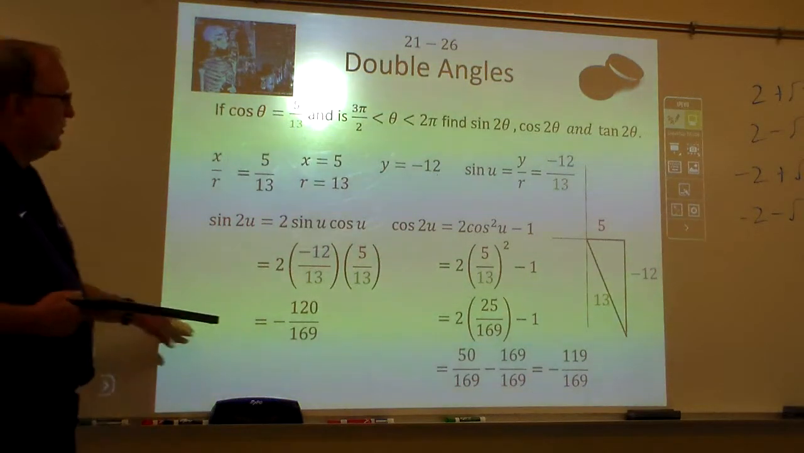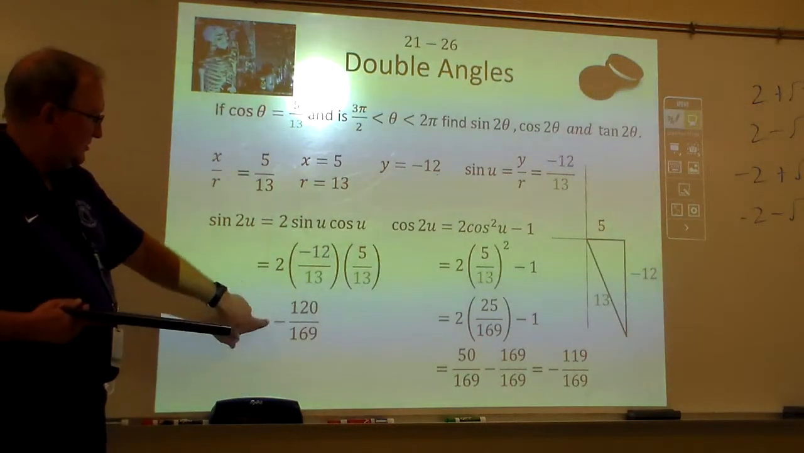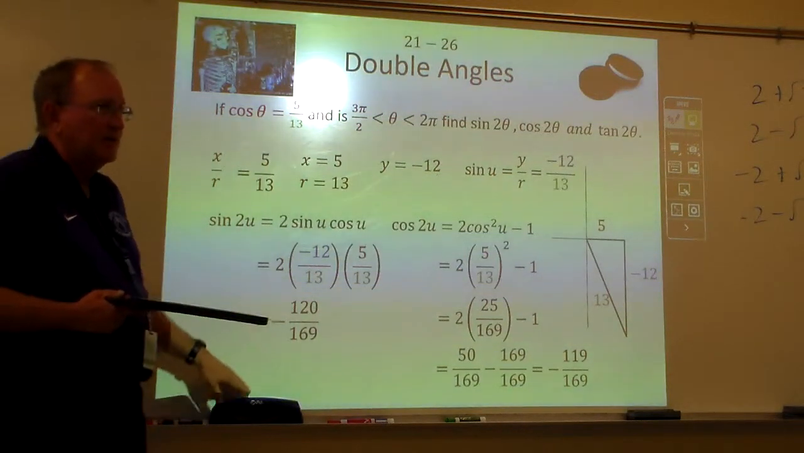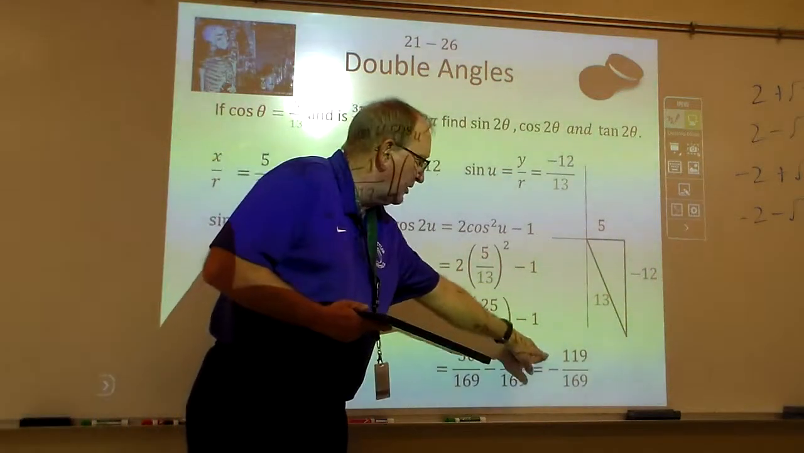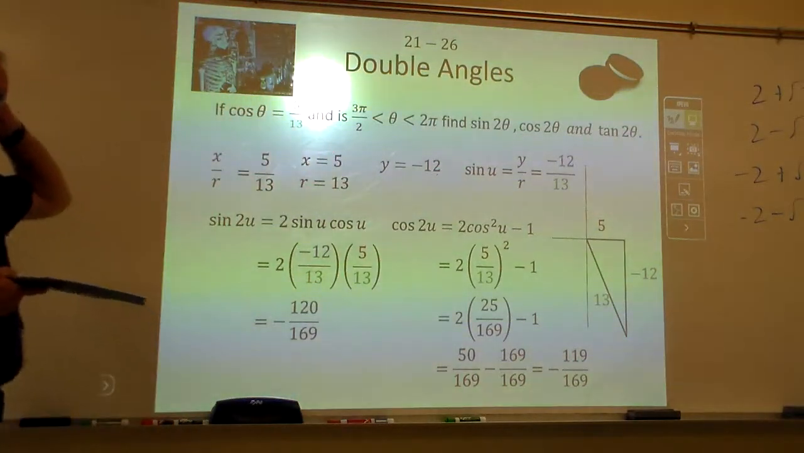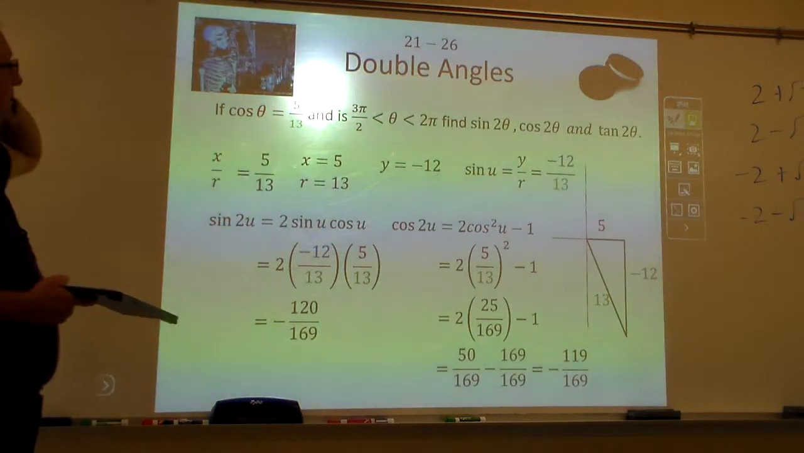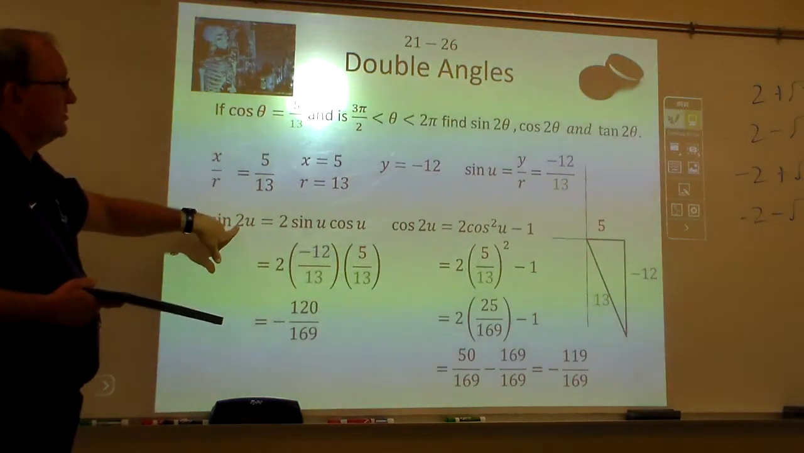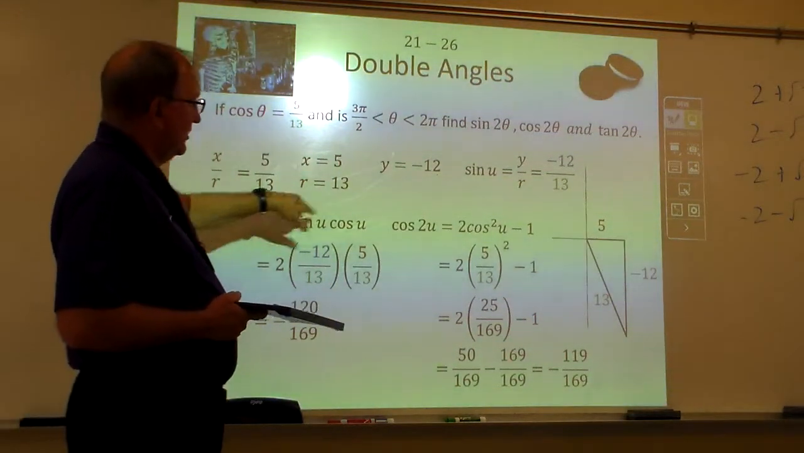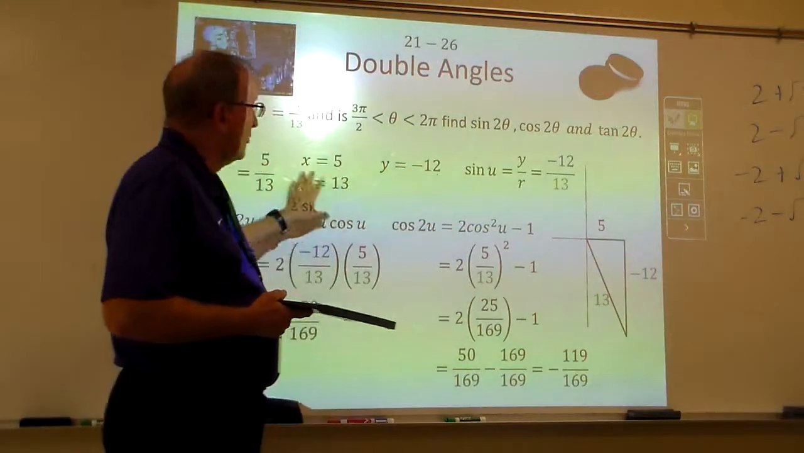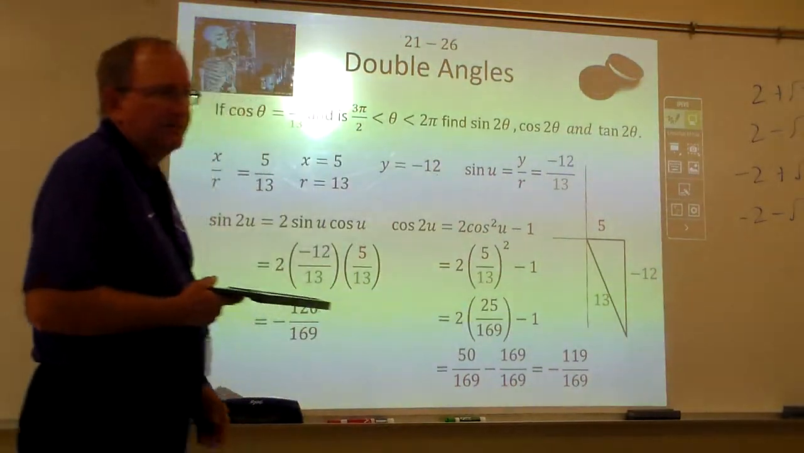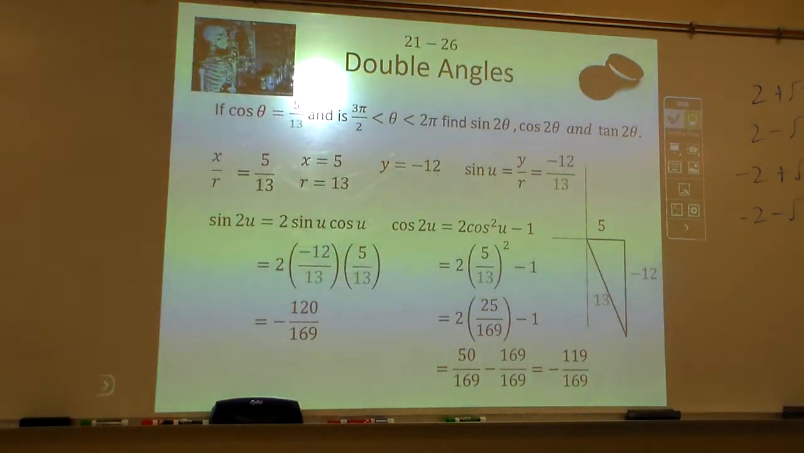Okay, so I know this for this angle. Sine's negative 120 over 169. Cosine is negative 119 over 169. All right, so I have found sine 2 theta. I found cosine 2 theta. I just used u because that was the formula, it was a u. I still need to find what? The tangent of 2 theta. And we're going to go to that in a second. I still write some stuff down, so I'll wait a second before I move on to the tangent part.